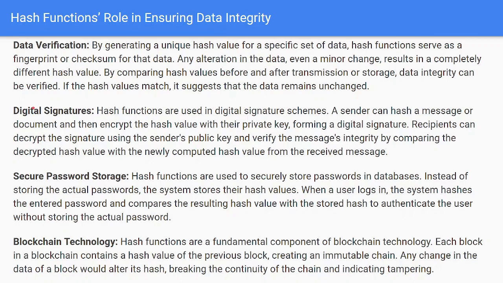And the next one is digital signature. Hash functions are used in digital signature schemes. A sender can hash a message or document and then encrypt the hash value with their private key, forming a digital signature. So if you want to have a digital signature, you want to make sure this is just from you. So what the sender can do is hash the content of the message and encrypt the hash value with that private key. This will now form a digital signature.